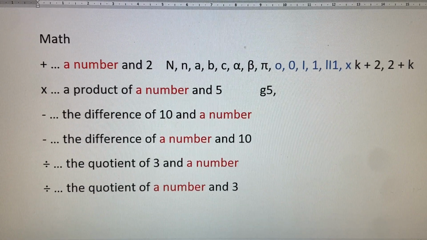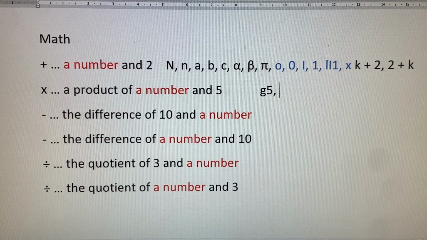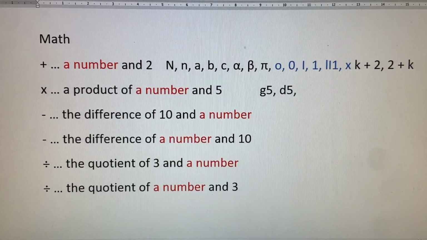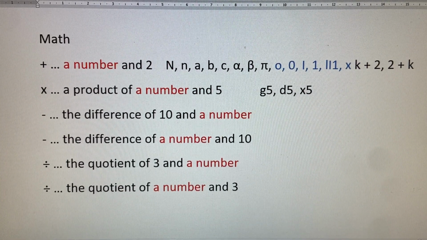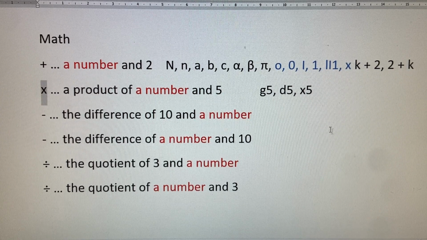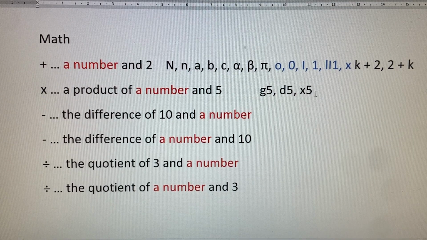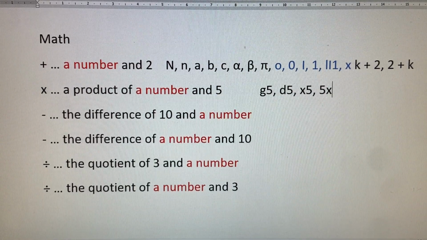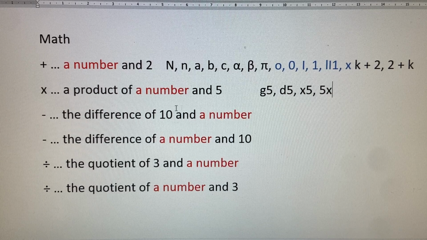Again, any letter can be used, I don't know, D, whatever. And you can write them, or X. Now, you can write them backwards as well, but again, X here is problematic because it can look like a multiplication symbol. However, if I write them the other way around, 5x, now they look familiar.